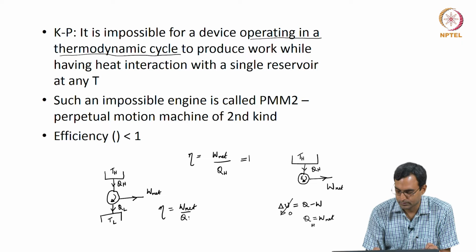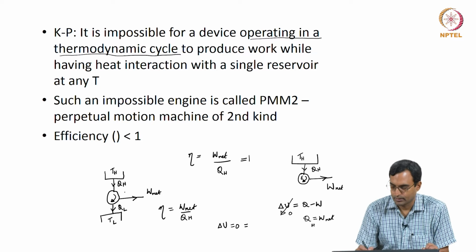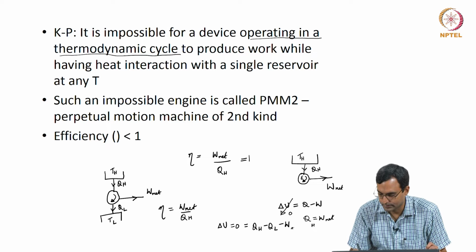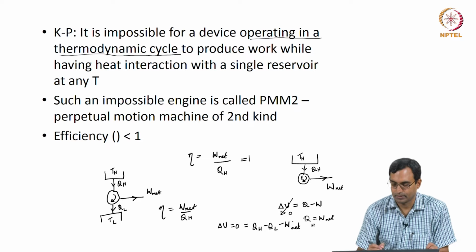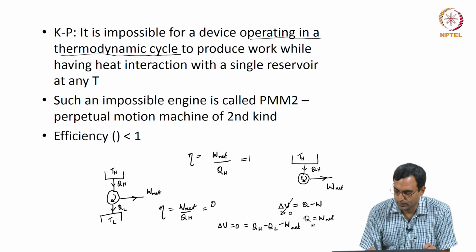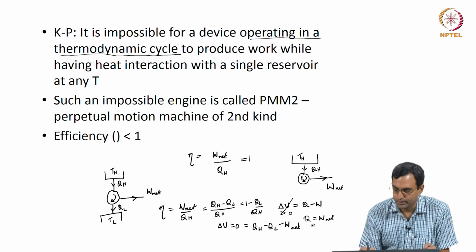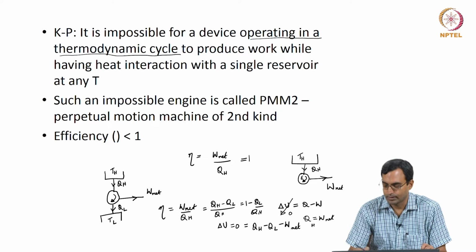But now the first law gives us delta U equal to 0, which is QH minus QL minus W net. QH is coming in, which is positive, QL is going out, which is negative, and W is going out, which is positive. This is what the first law says. Now if we find the value of W net, I take W to the other side, so I get QH minus QL equal to W net. So the efficiency would be QH minus QL divided by QH, which is 1 minus QL by QH. If QL was 0, we could have had an efficiency of 1, but now we have 1 minus something, and QL is smaller than QH because the first law is like this.